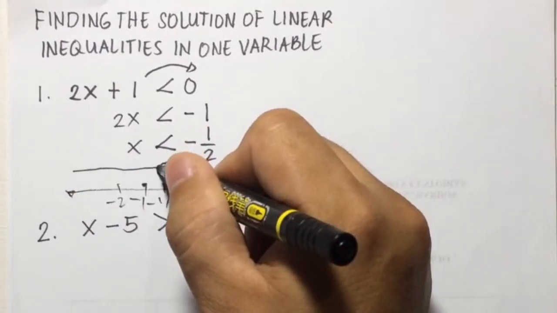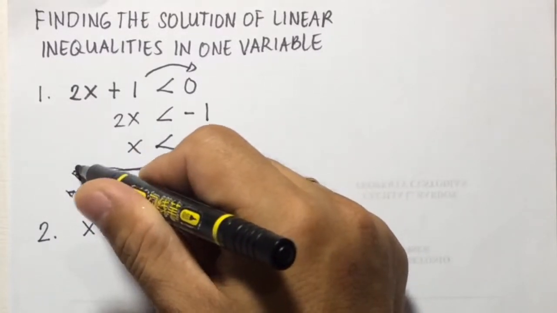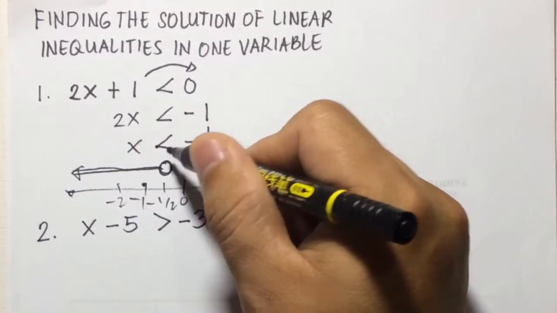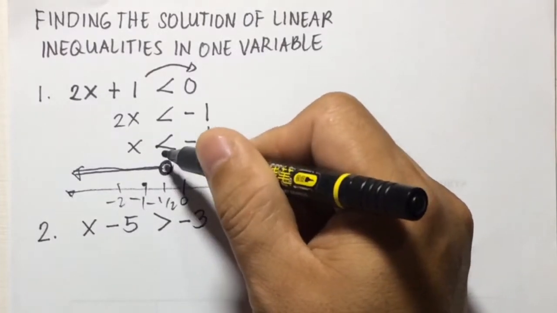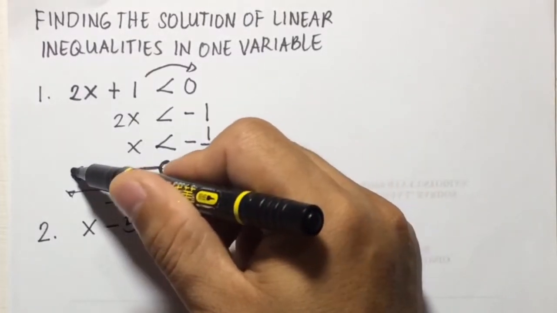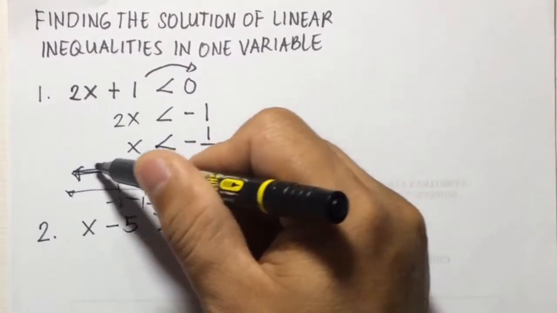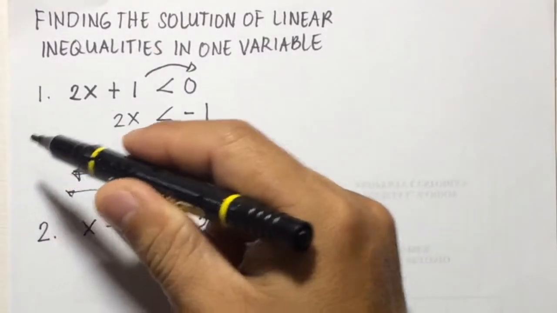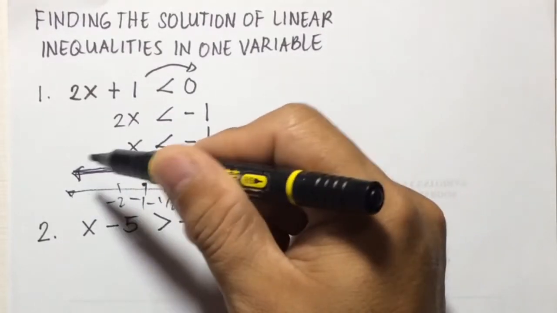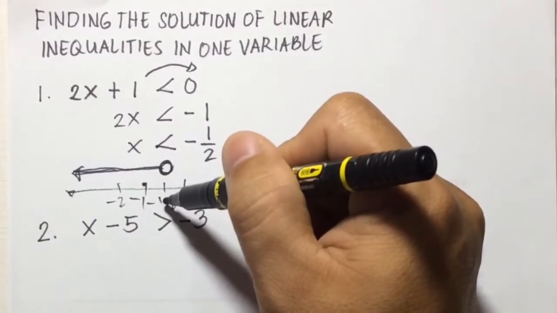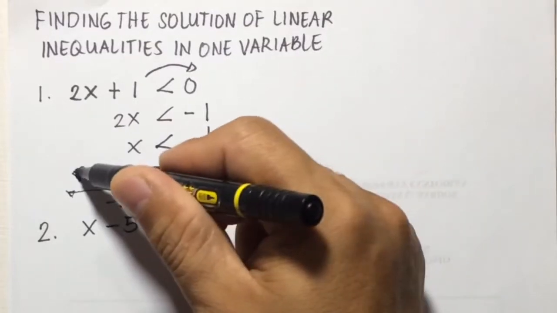So we're going to make an arrow, but this one here is not shaded. This means that negative 1/2 is not included in the solution. So all of the numbers here towards the left of the graph are solutions except for negative 1/2 in this graph.